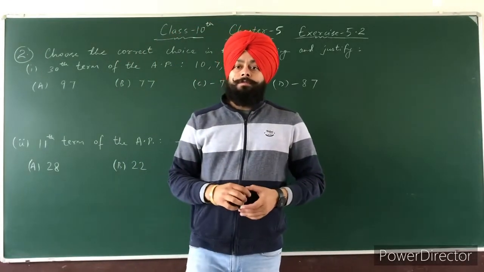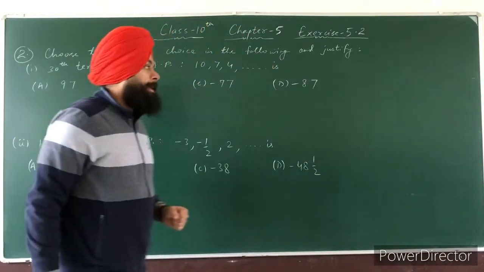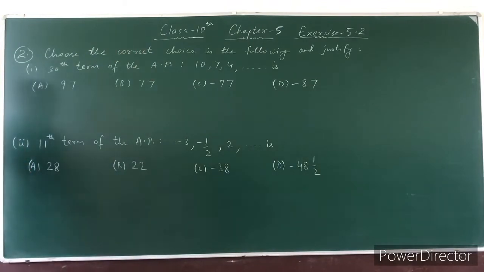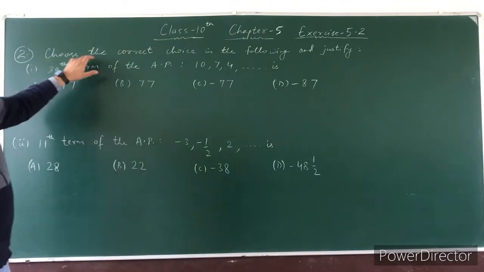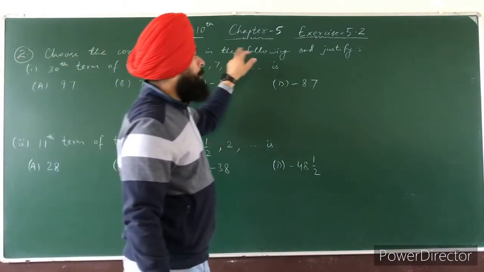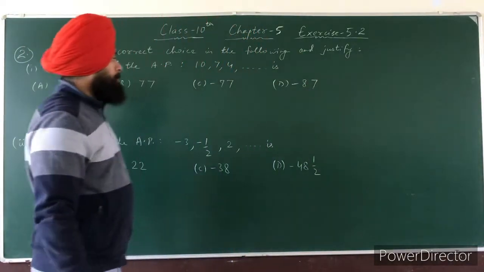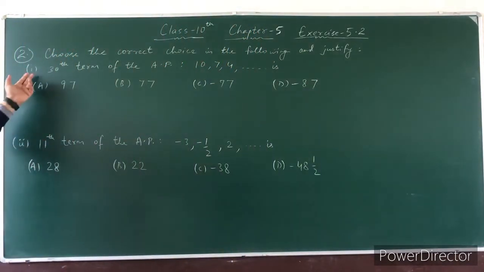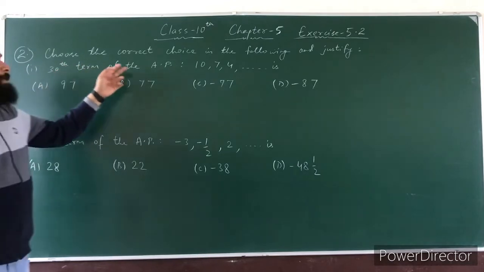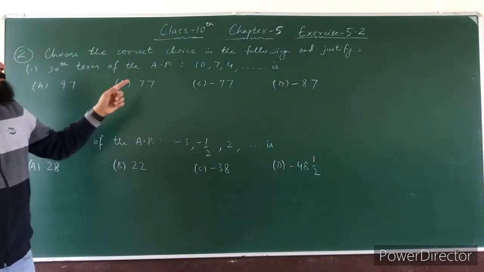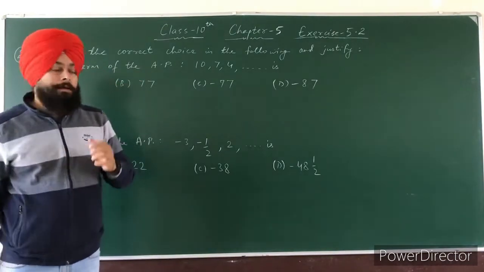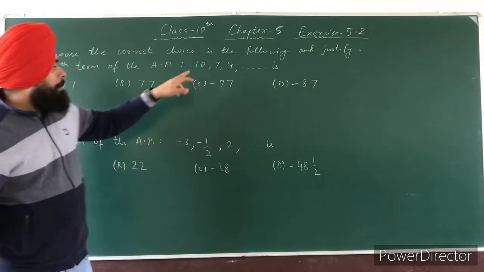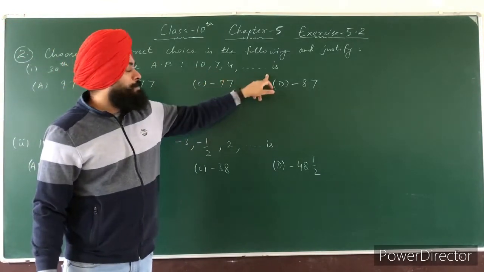Good morning students. So next we will do our question number 2 of exercise 5.2. The question is: choose the correct choice in the following and justify. So these are MCQ questions. The first part is the 30th term of the AP. 30th term means you will find A30. 30th term of the AP 10, 7, 4 and so on is.